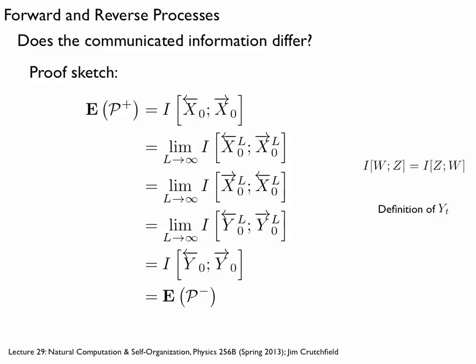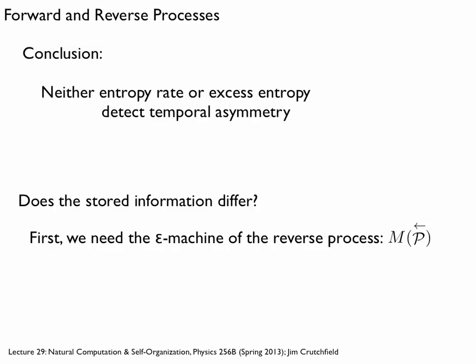This isn't deep, it's just gymnastics with the indices, keeping track in your head whose time direction we're talking about. Okay. So, entropy rate and excess entropy are symmetric in time. They don't change with scan direction. And if there was some statistical temporal asymmetry, you couldn't use them to detect it.